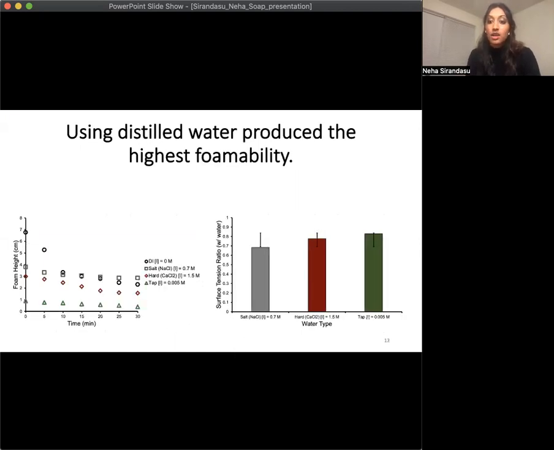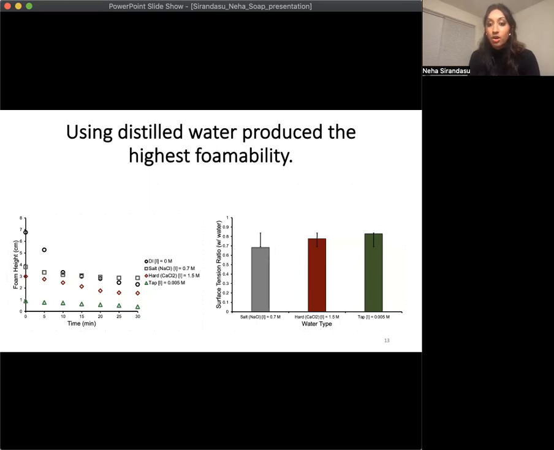Lastly, we observed the effects of different types of water. As expected, distilled water ended up producing the highest foamability because it is clean and has no harsh minerals. Hard water contains excess calcium and magnesium, which reduces the bubble formation. In lab, we ended up using a calcium chloride additive to replicate that hard water.